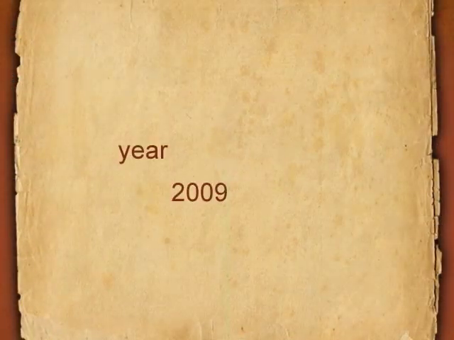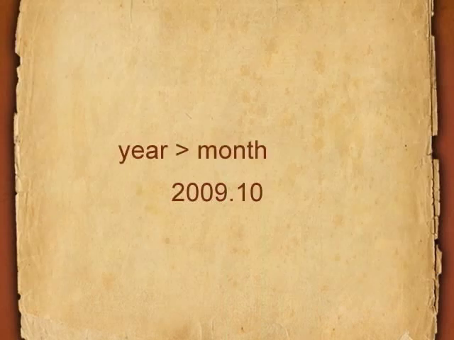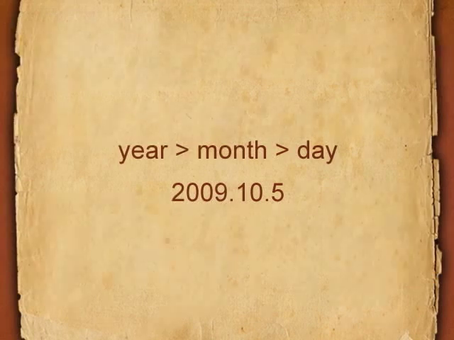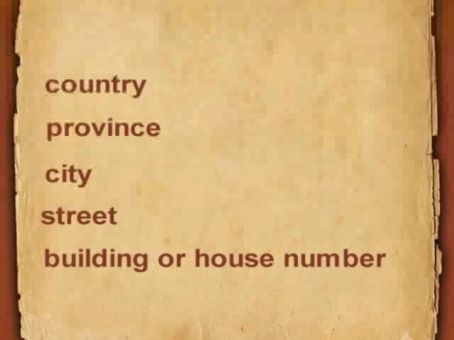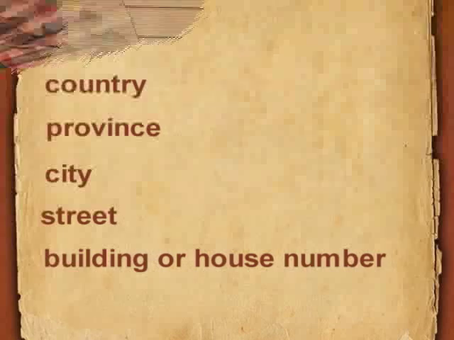When you read or write a date, the year always comes first, followed by the month, then the day. Another example is how you would address a letter in China. The address is written in the order from country to province, to city, to street, building, then house number.